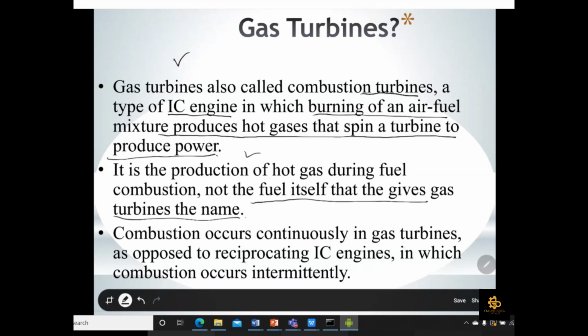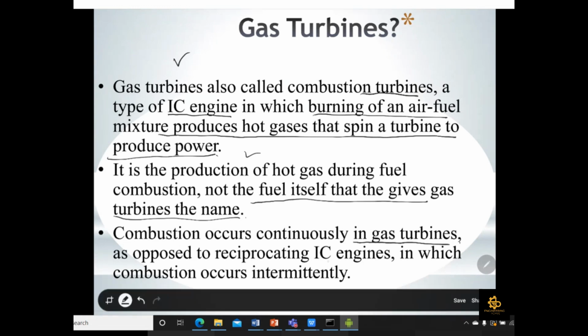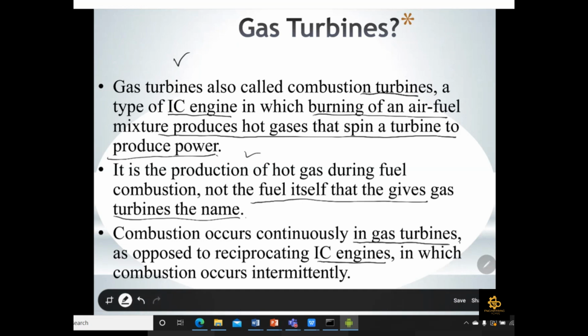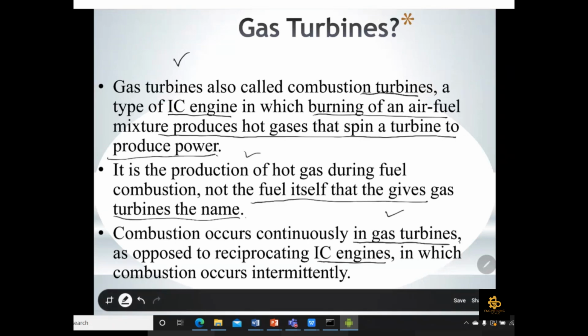Combustion occurs continuously in the gas turbine. This is another point. In comparison, in an internal combustion engine there are only two parts: once we add energy, and then we reject energy. You can notice there are two portions where we add some amount of energy. In this case, there is a continuous supply of the combustion process.